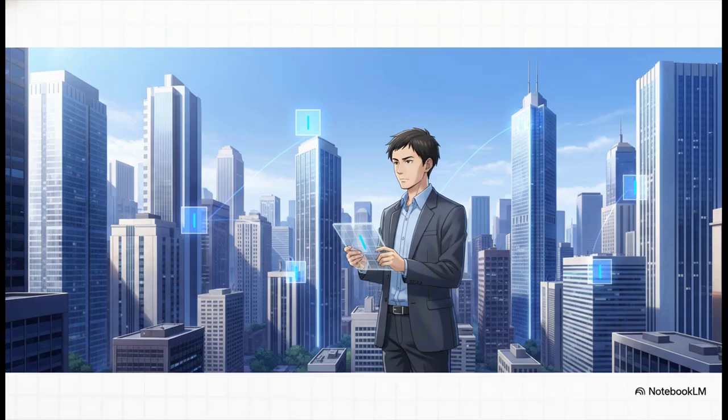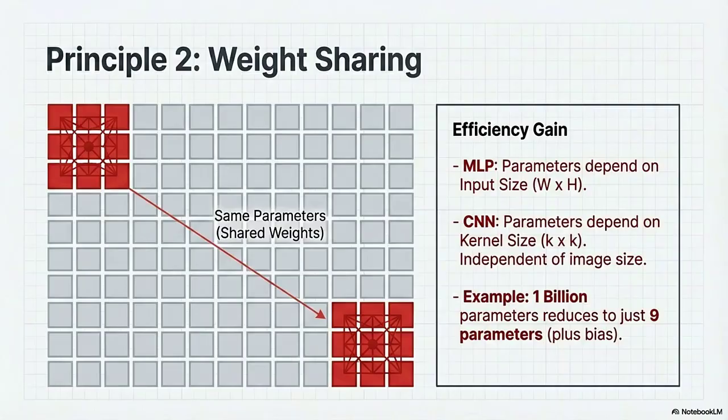The next big idea, and maybe the most powerful one, is weight sharing. Think about it. If you have a little detector that's really good at finding, say, a vertical edge, wouldn't you want to use that same detector all over the image? Of course you would. An edge is an edge no matter where it appears.